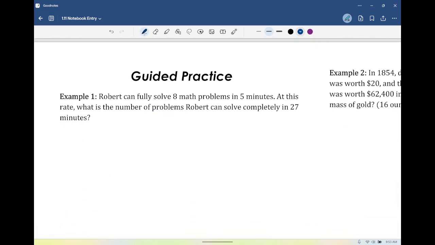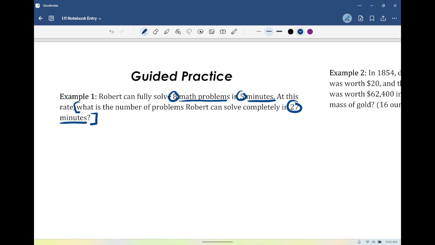Example 1. Who can read example 1 nice and loud for me, please? Gabby, nice and loud. Ooh, louder. Thank you very much. I know he can do 8 math problems in 5 minutes. The question is, assuming that this is the same constant rate, how many can he completely solve in 27 minutes?